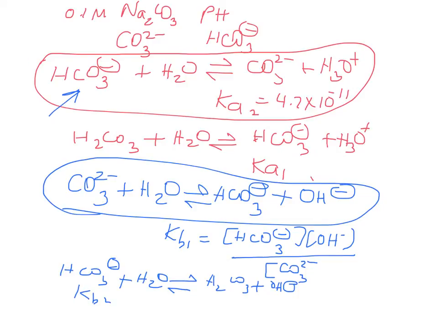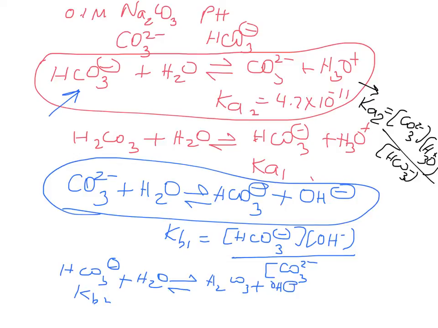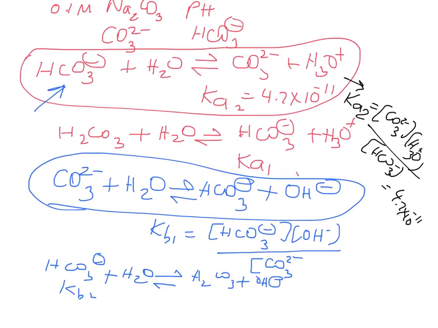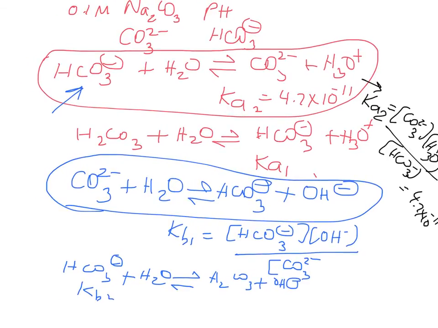Likewise, if you had to write down the Ka2 value for the carbonate, that comes out to be CO3 2 negative times hydronium, and you're going to divide that by the bicarbonate. Turns out that this literature value is 4.7 times 10 to the negative 11. Now, if you wanted to compare and contrast the Kb1 value for the carbonate, which is going to basically help us understand and figure out the numbers for this particular question.